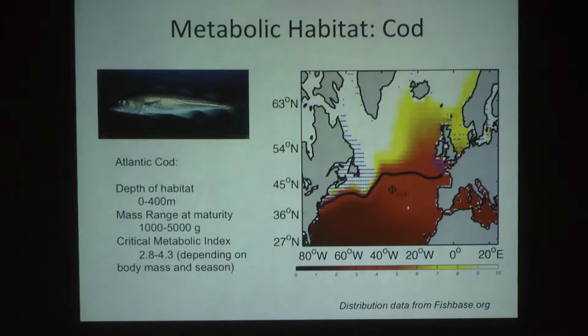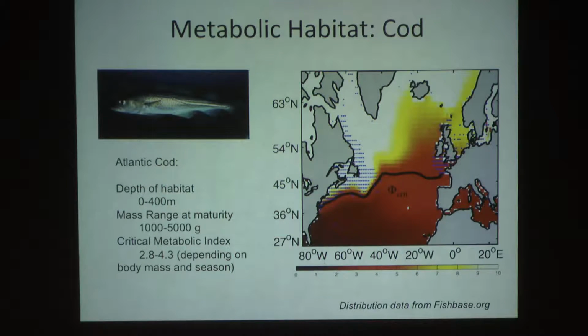But with all those uncertainties in the mix, you get that this value lies along a value of about 2.8 to 4.3 for cod. So something like, let's say, 3. A value of metabolic index of 3 defines the boundary between where you find cod and where you don't.